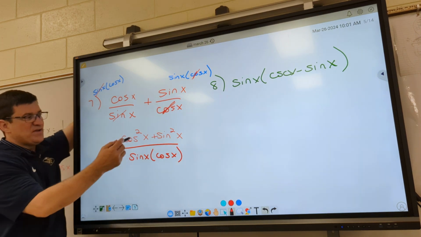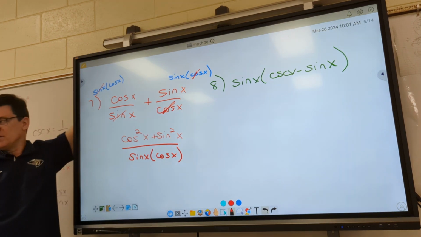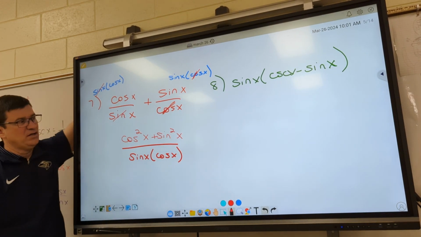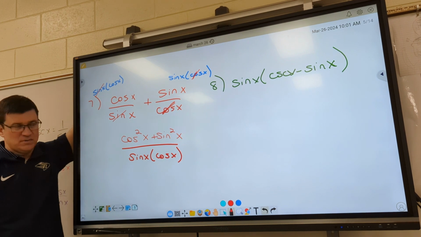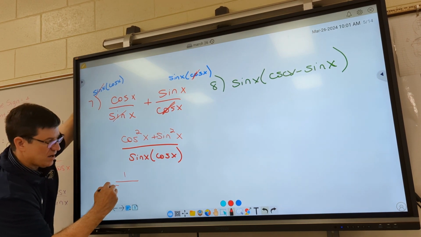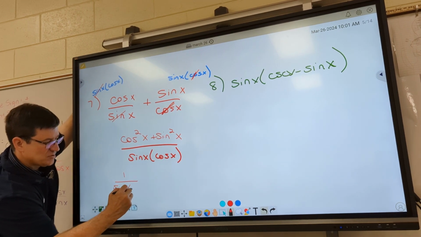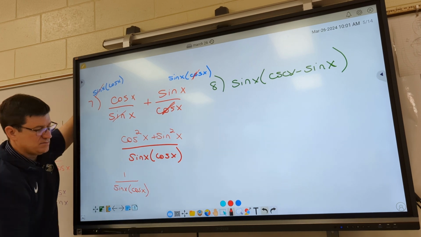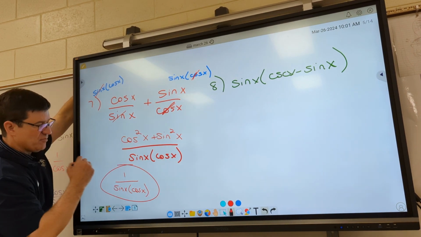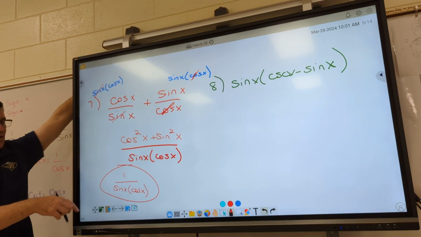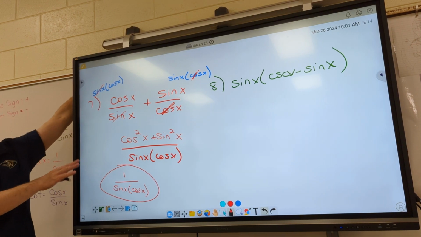Now, anytime you've got something squared, it's a good chance it's a formula. Check your sheet. We're looking for sine squared plus cosine squared. So the answer is 1 on top, and you leave sine x, cosine x on the bottom. I know we did that one yesterday because I remember saying that I don't like this one because it doesn't end up being just one word, so I would not give you that one on the test.